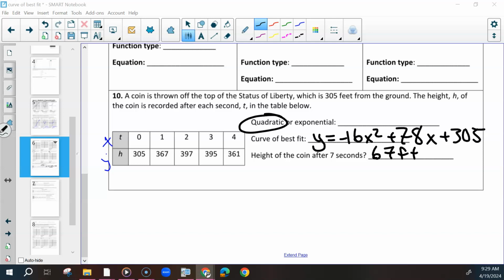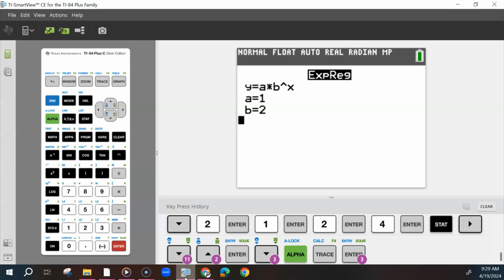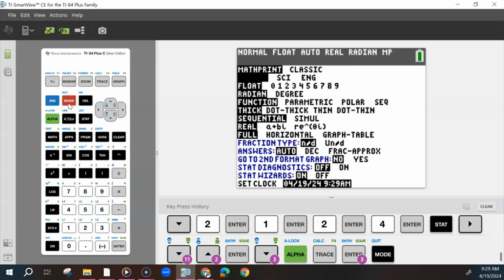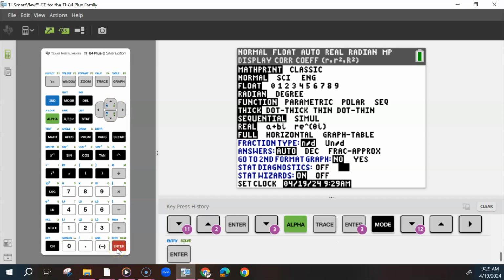Alright, go on to question 11, and start to put that into decimals on the calculator. I did want to say this. If you're finding both on the calculator, to find the correlation coefficient, you have to go into mode and go into stat diagnostics and turn it on. And then when you do your stat stuff, you'll see the R squared value also.